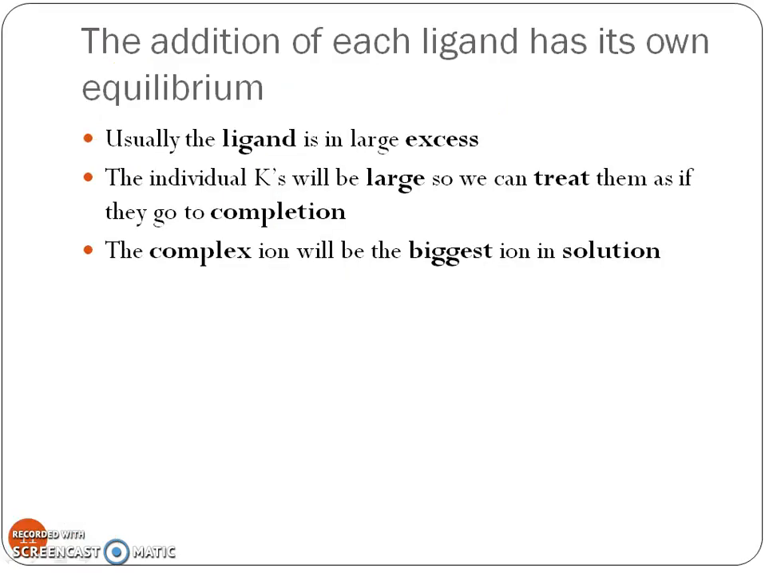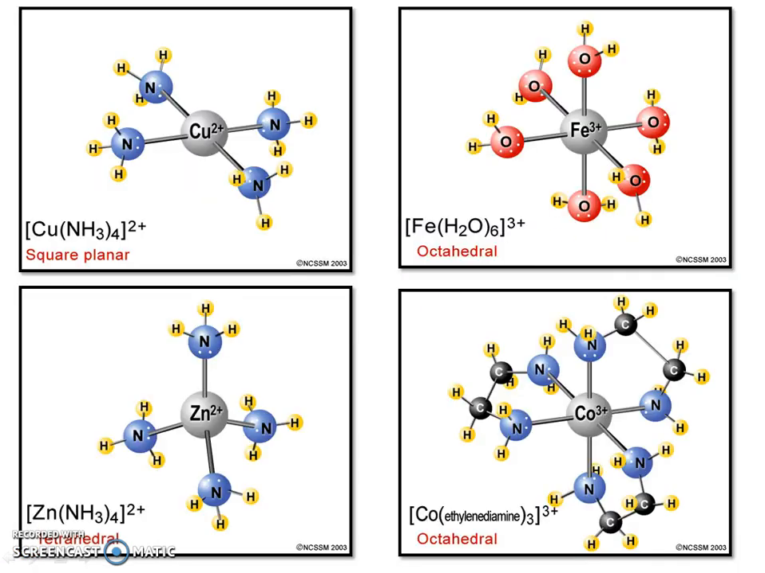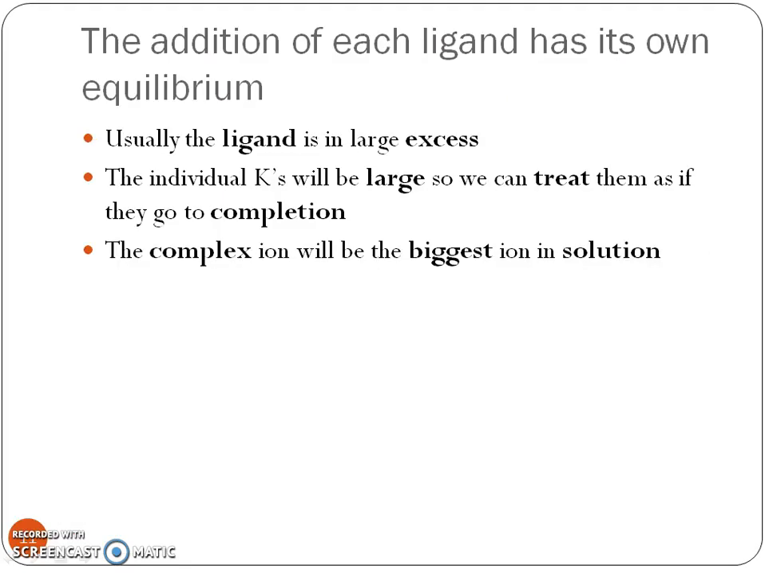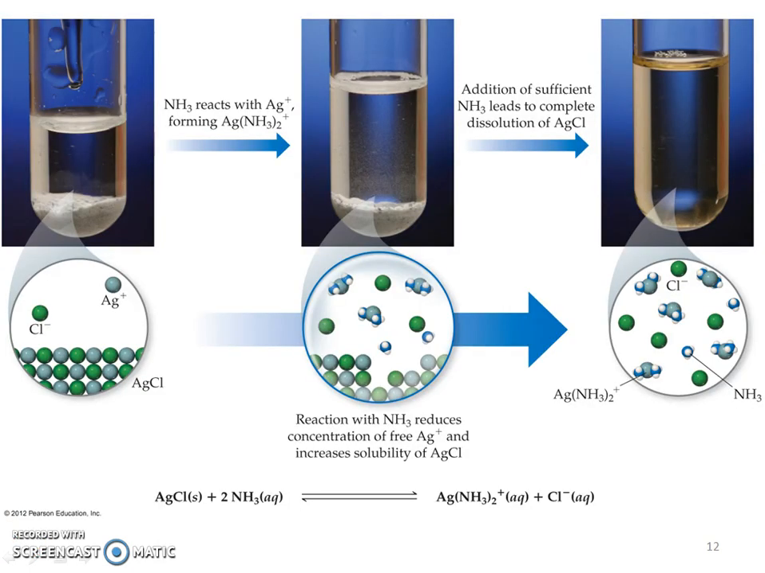So again, if we add this ligand to our equilibrium, the ligand is usually in large excess. The individual Ks are also going to be large. So we're going to treat the formation of these complex ions as if they go to completion. And of course, these are going to be the biggest ions in solution. If we look back at these pictures, they look humongous, and they are big in solution. So we just want to make sure that you understand that they take a lot of room.